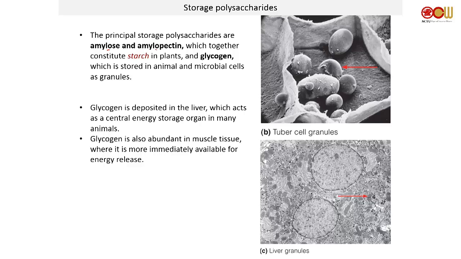Amylose and amylopectin are the constituents of starch. Starch is made out of these two things. And glycogen is the sugar storage found in animals and microbial cells. For the most part, these are stored as a granule, a little globular storage that looks like that. This is a tuber cell granule, full of amylose, your sugar storage. It's very compact, so you don't occupy a lot of space. Glycogen is deposited in the liver, which acts as a central energy storage organ in many animals.